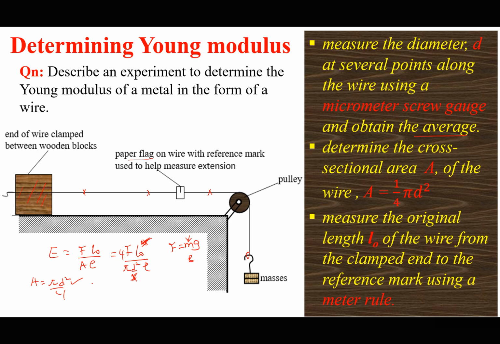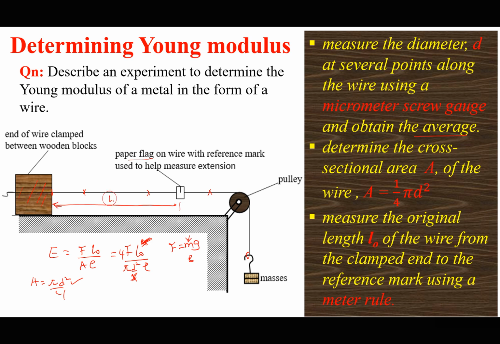Number 3, I said we shall measure the original length, L naught. So we measure D using a micrometer screw gauge because we expect that the wire is going to be thin enough, because a thinner wire will give a greater extension when loaded. If it is very thick, it may give a smaller extension when loaded. So we measure the length L naught of the wire from, say, the clamped point here, up to the paper flag, up to a fixed point or a reference mark. So I can say that this is going to be my original length, L naught.